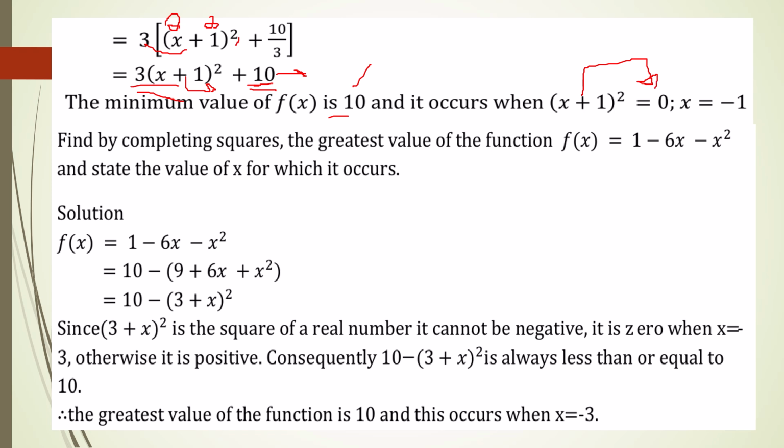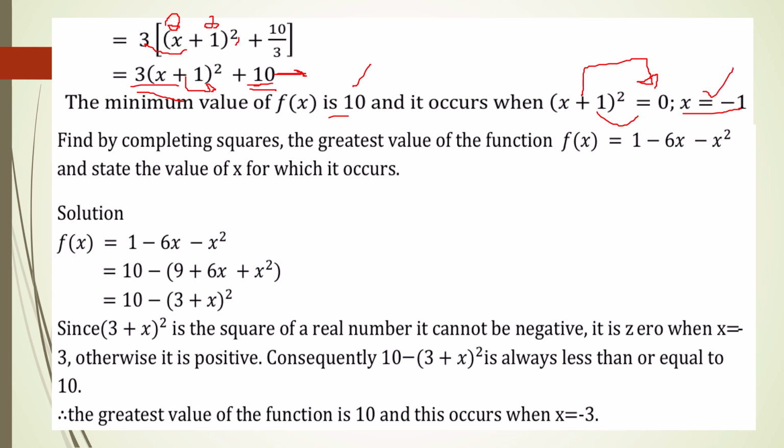Then later we make x the subject. So x, if you find the square root on both sides, you're going to have x plus 1 equal to 0. And if you take 1 to the other side, you're going to end up with x being equal to negative 1. So we can make a conclusion that the minimum value is going to be positive 10, and it's going to occur at a value of x which is equal to negative 1.